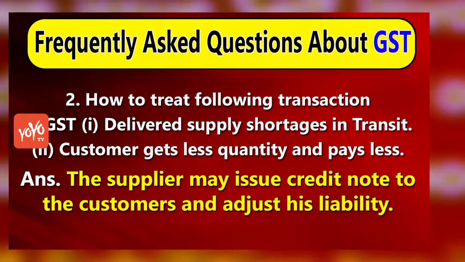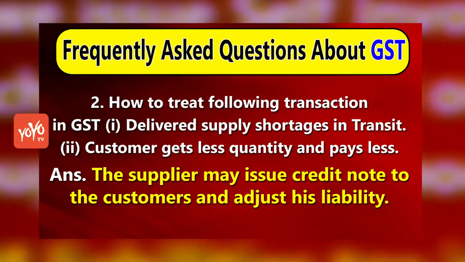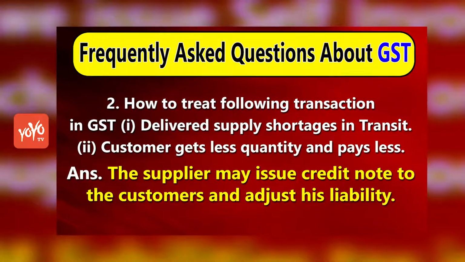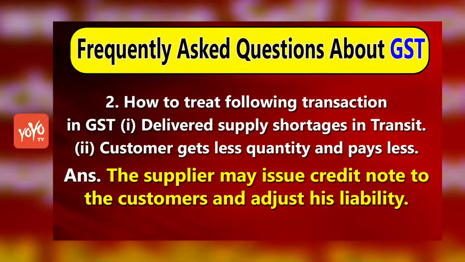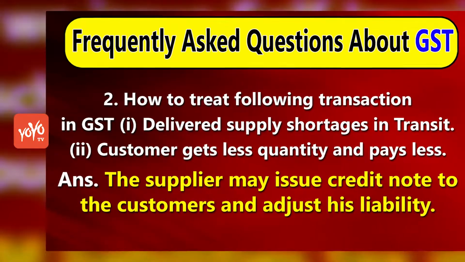Question 2. How to treat the following transaction in GST? 1. Delivered supply shortages in transit. 2. Consumer gets less quantity and pays less. Answer. The supplier may issue a credit note to the customer and adjust his liability.